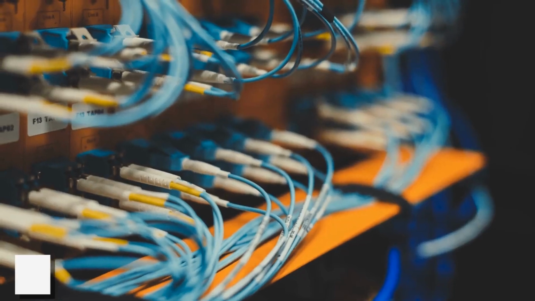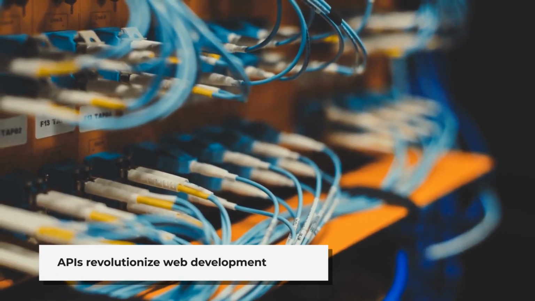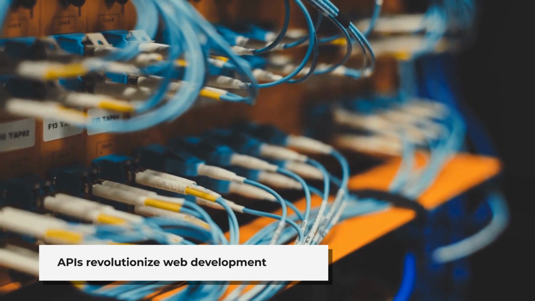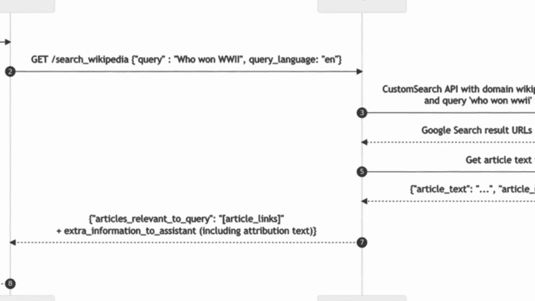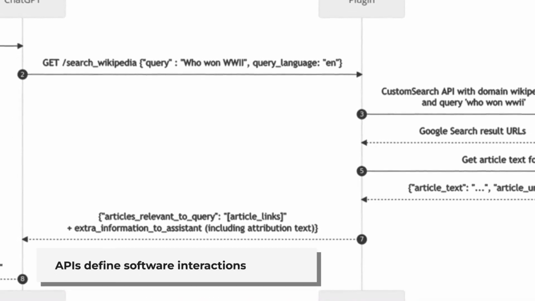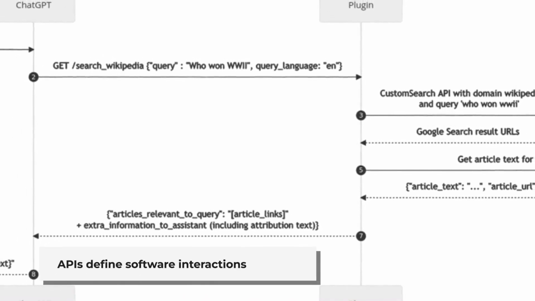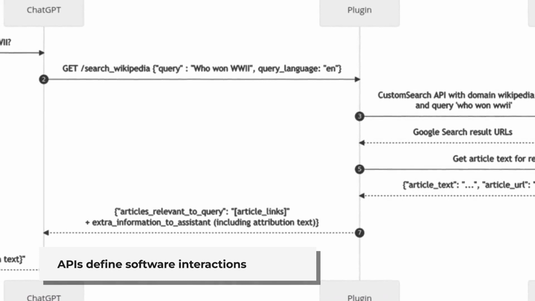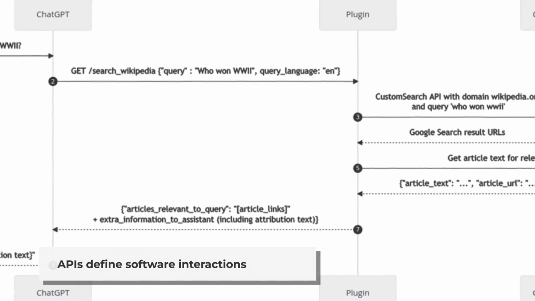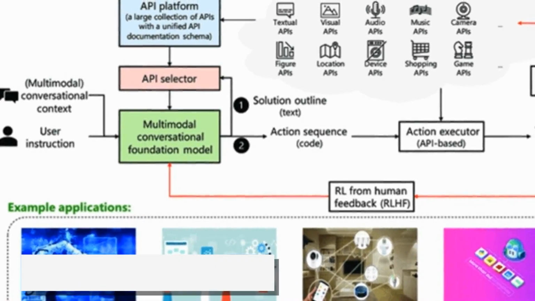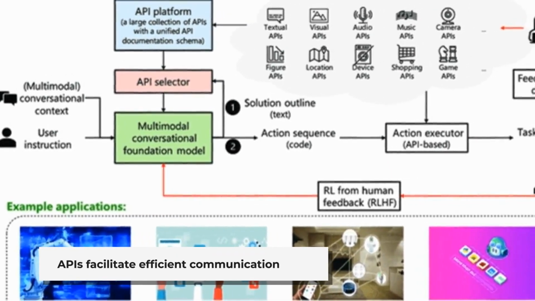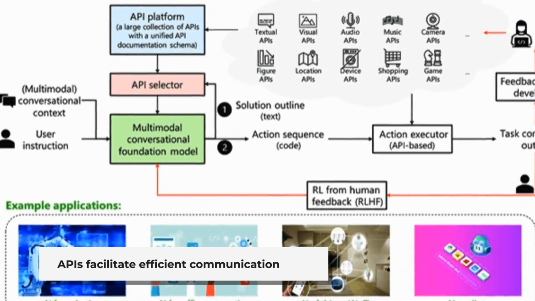Application Programming Interfaces, or APIs, have revolutionized web development, enabling seamless integration of diverse services and functionalities. But how exactly do APIs work in web development? At its core, an API is a set of protocols, routines, and tools that specify how software components should interact. In web development, APIs act as intermediaries, allowing different applications to communicate with each other efficiently.